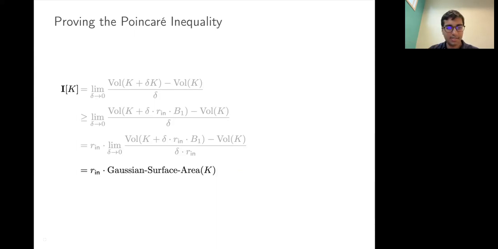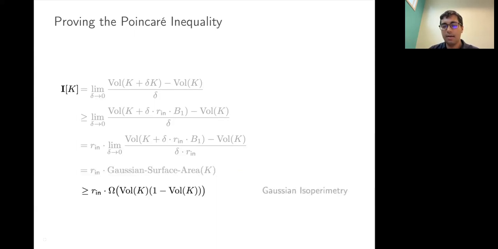And now once you have this inequality, you just use standard bounds on Gaussian isoperimetry to show that this is at least the in-radius times the variance. By variance, I just mean volume times one minus the volume. So this easy Poincare inequality does indeed have an easy proof. You're just appealing to known bounds on Gaussian isoperimetry. Did this make sense to everyone?